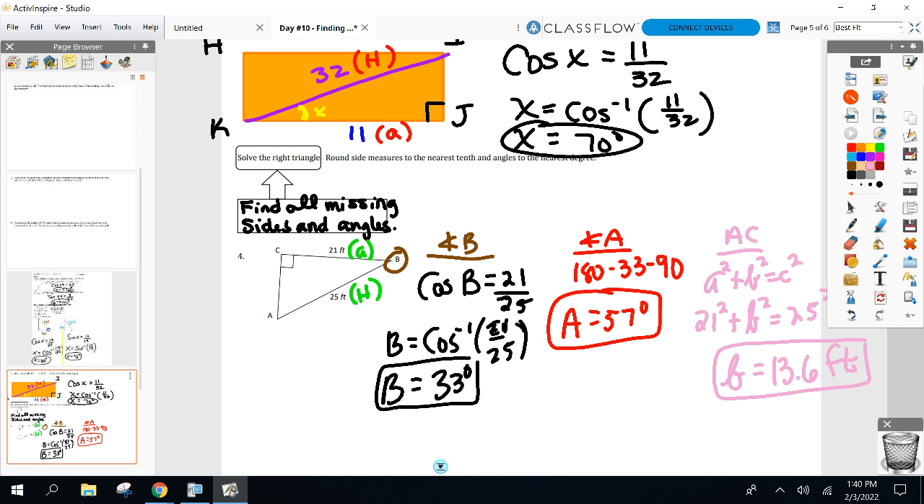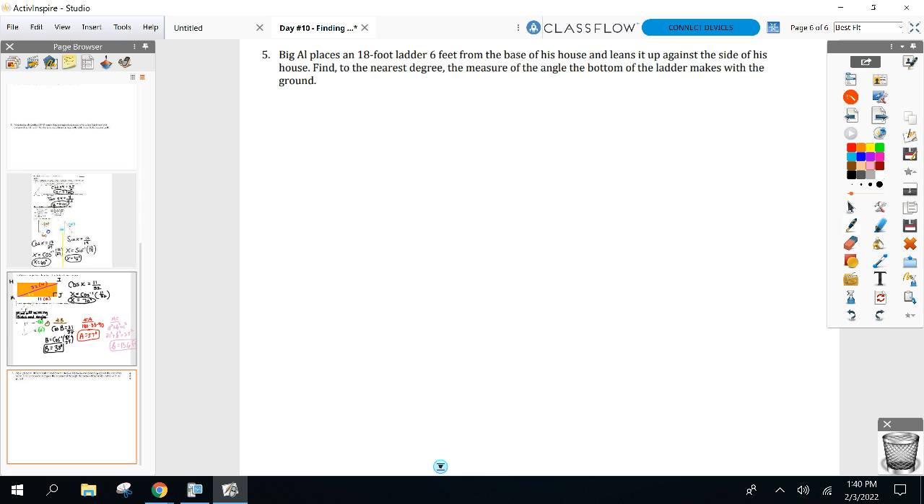Solve the triangle. Find everything that's missing. Questions from you guys before we end it here? And then you guys have plenty of time to start the assignment. All right, you've got to have a Big Al problem in there, right? Legend, celebrity, in honors geometry. He's going to play an 18-foot ladder, 6 feet from the base of his house. I just know it's going to be a right triangle, so I'll just draw a right triangle. I'm not going to get into creative mode. You saw how that worked yesterday.